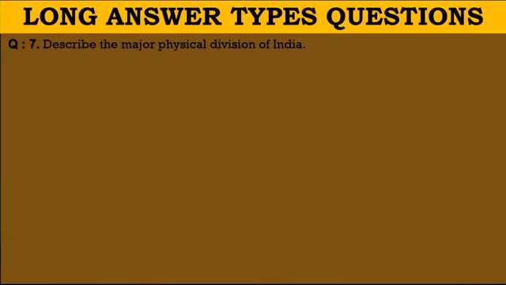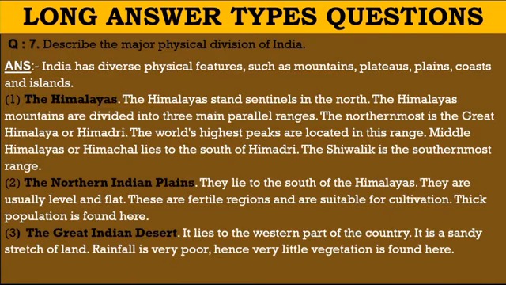Question number 7. Describe the major physical divisions of India. The answer to this question is: India has diverse physical features such as mountains, plateaus, plains, coasts, and islands. First, the Himalayas. The Himalayas stand sentinel in the north. The Himalayan mountains are divided into three main parallel ranges.